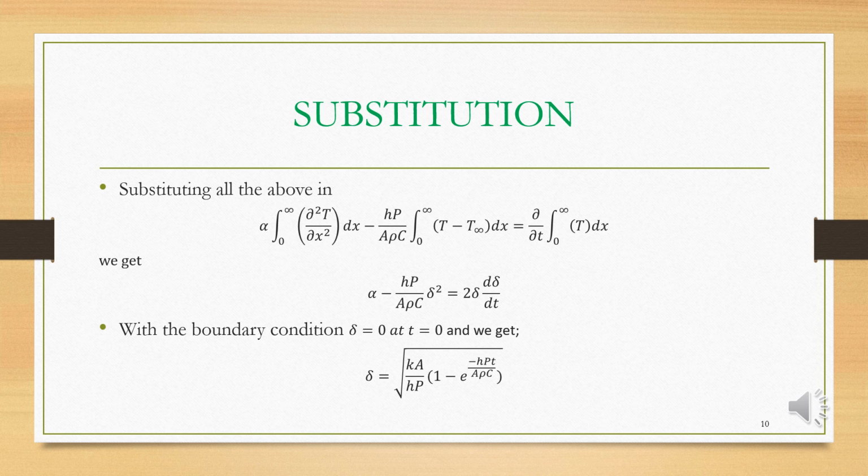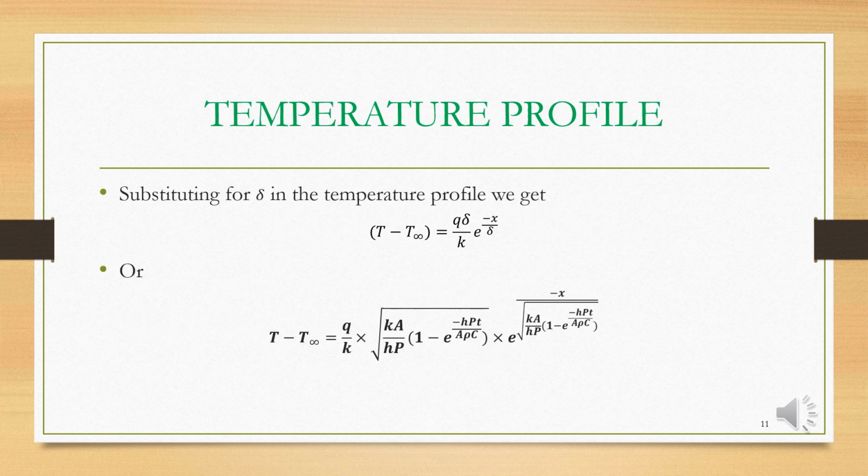We get an expression for lambda equal to the square root of Ka over hp times brackets, 1 minus exponential negative hpt over area c, close brackets. That's the expression for lambda we've got. We substitute for lambda in the temperature profile, and we get the temperature profile in terms of time, which satisfies both the boundary and the initial conditions.